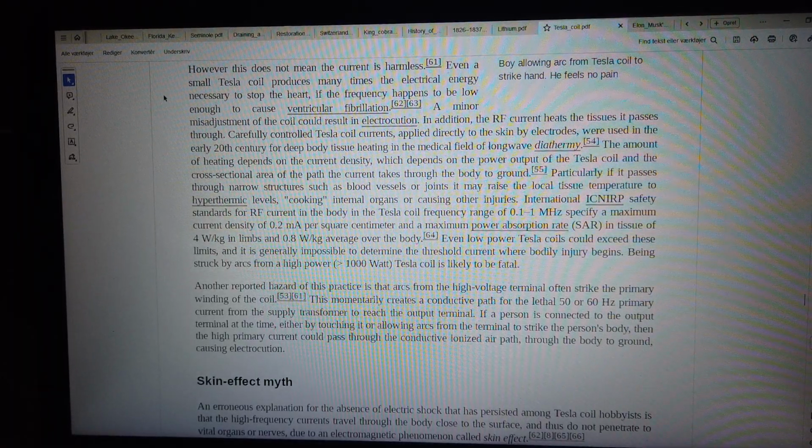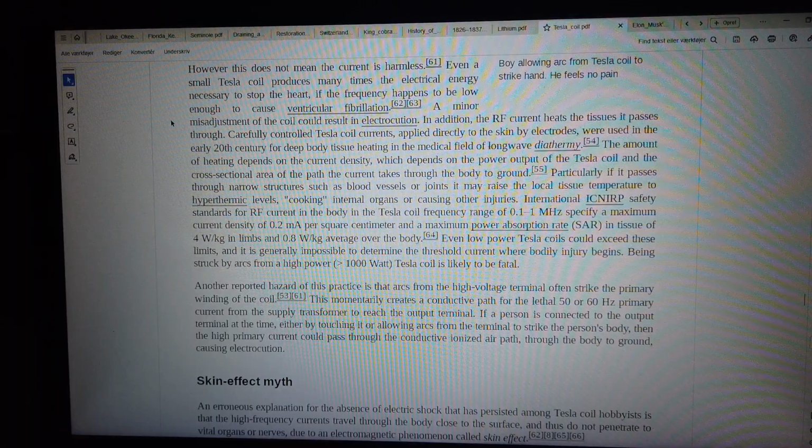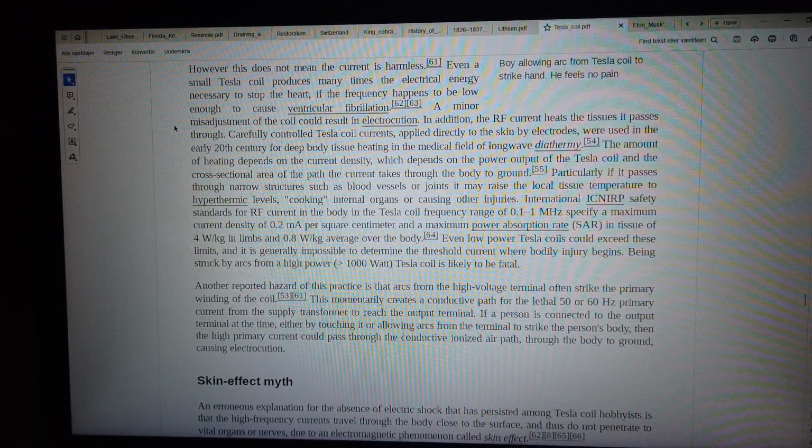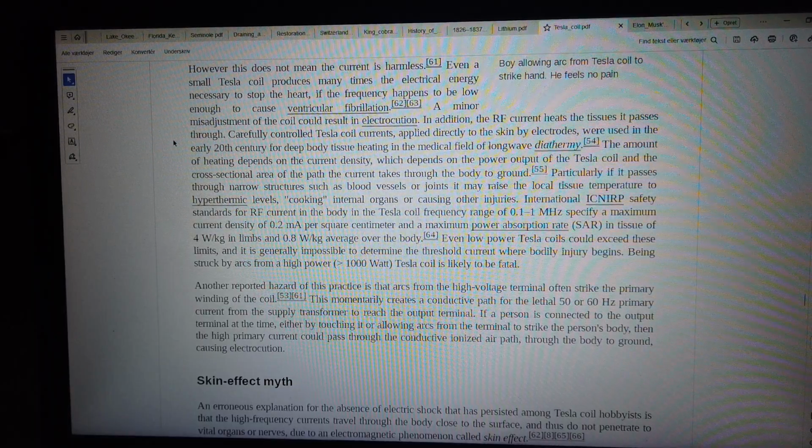Even a small Tesla coil produces many times the electrical energy necessary to stop the heart, if the frequency happens to be low enough to cause ventricular fibrillation. A minor misadjustment of the coil could result in electrocution. In addition, the RF current heats the tissues it passes through.